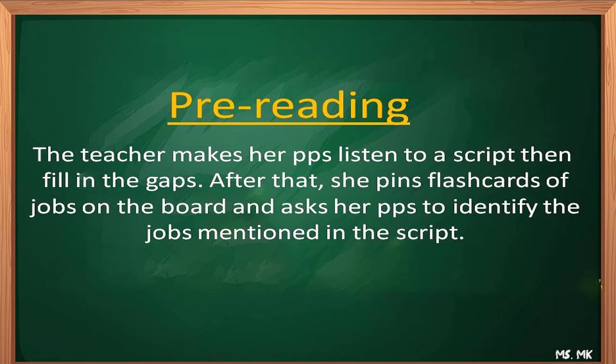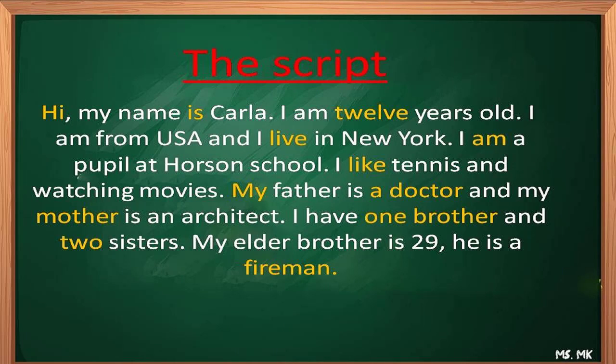Here is the script, and these are the words that I have omitted. So here, I'm revising family members and jobs. And of course, verb to be, and greeting for hi, and numbers. So I just tried to omit and remove the target words, it means the words that are going to serve my lesson.